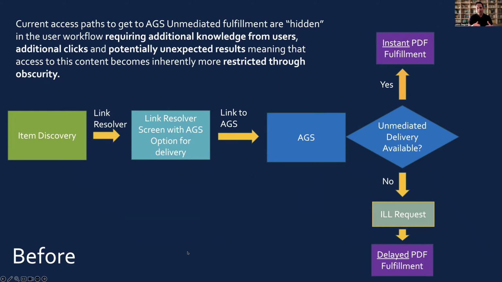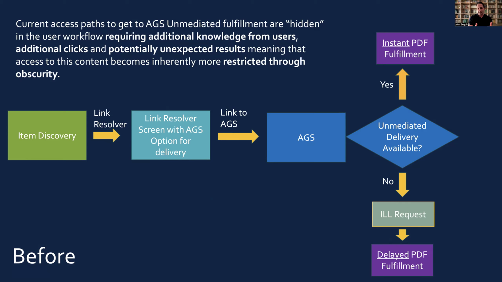The current access paths to get to AGS can be hidden in the user workflow, which can require that additional knowledge from users and additional clicks. Having to go into, for example, a Primo system and then click through into Alma for the resolver, then to find the right link to do a document delivery request, and so on. It can also lead to potentially unexpected results, meaning that access to the content becomes inherently more restricted through obscurity.